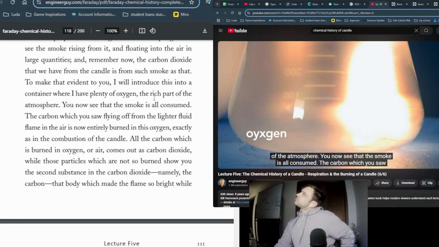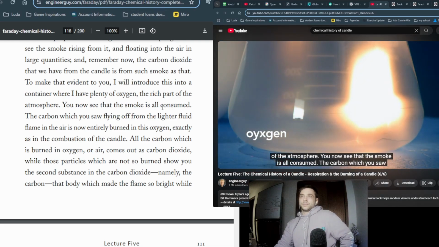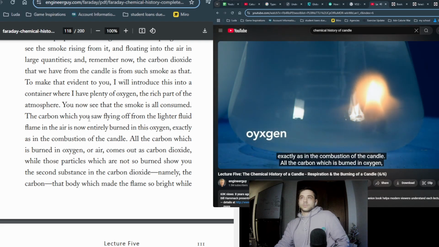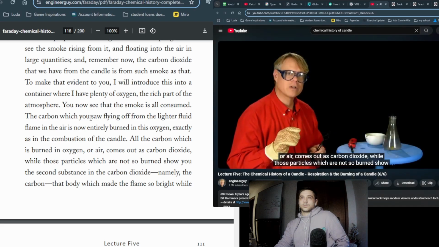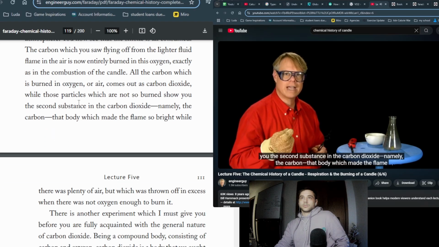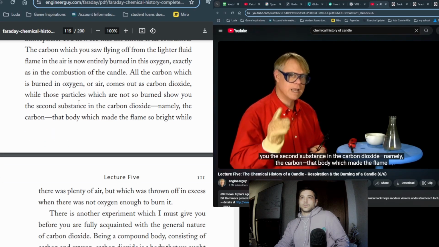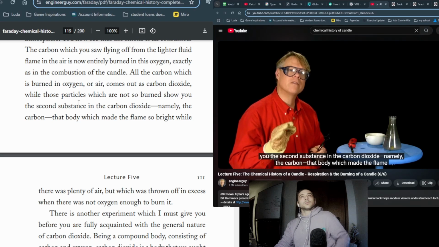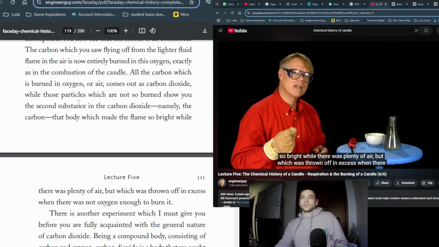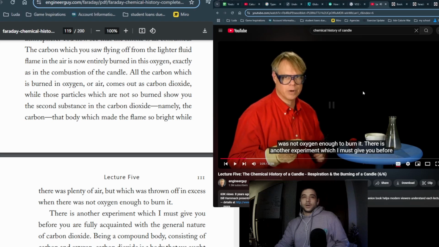You now see that the smoke is all consumed. The carbon which you saw flying off from the lighter fluid flame in the air is now entirely burned in this oxygen, exactly as in the combustion of the candle. All the carbon which is burned in oxygen or air comes out as carbon dioxide, while those particles which are not so burned show you the second substance in the carbon dioxide, namely the carbon. That body which made the flame so bright while there was plenty of air, but which was thrown off in excess when there was not oxygen enough to burn.